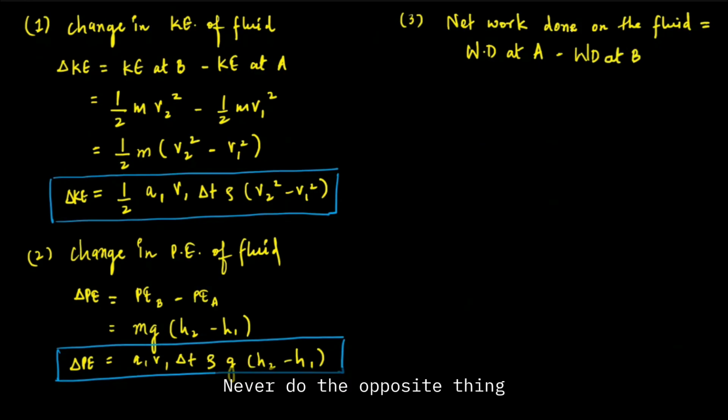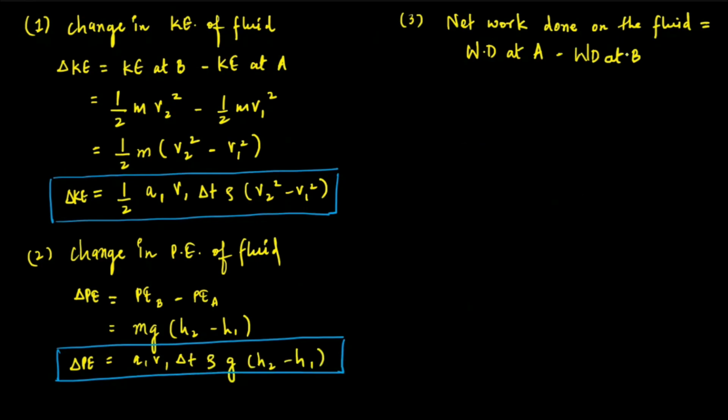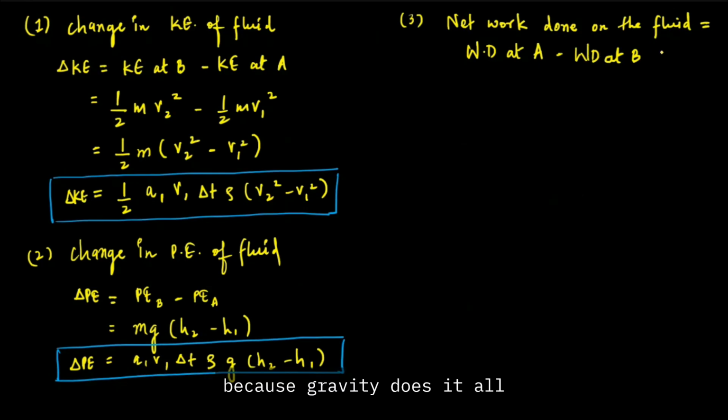Never do the opposite thing, because here we might do B minus A, but here it should be A minus B. What is the logic? Because work done is always done against gravity. If we are doing it from B to A, then there is no work done because gravity does it all. If we just throw the liquid from the top, it will automatically come down. You don't have to do any work. But in order to let it reach the top, it is going to be a difficult task.